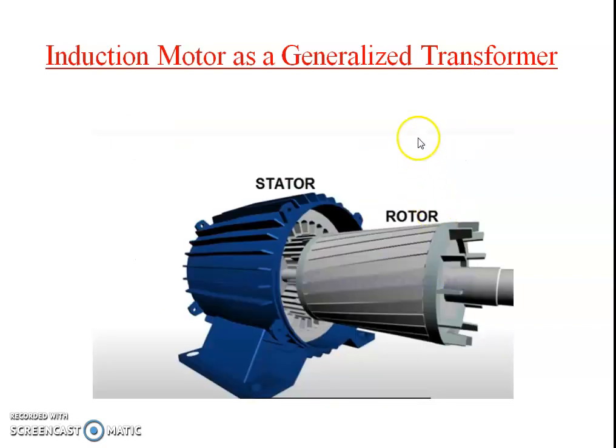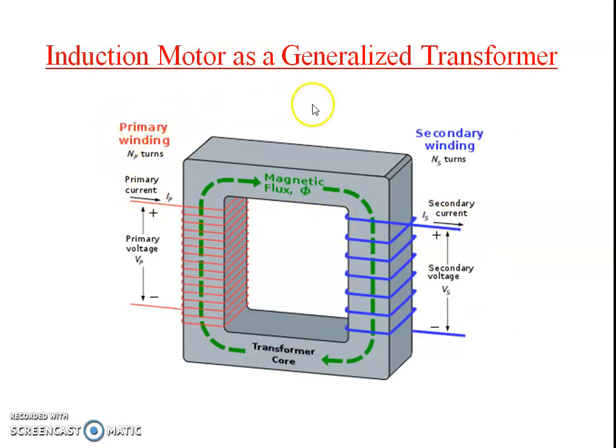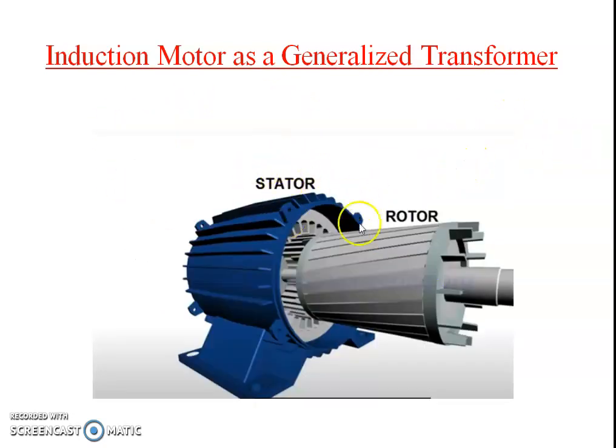So as compared with the transformer, we are now comparing the induction motor. As we know, the induction motor again has two parts, stator and rotor. As said earlier, the stator is the stationary part while the rotor is the rotating part. Compared to the transformer, which has a primary winding and a secondary winding, the induction motor has a stator and a rotor.